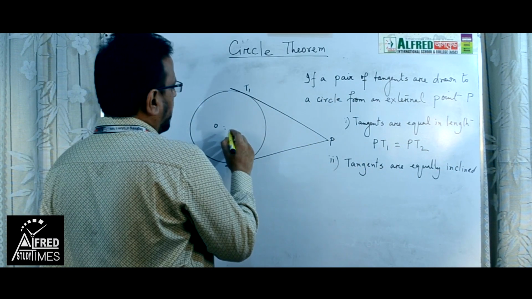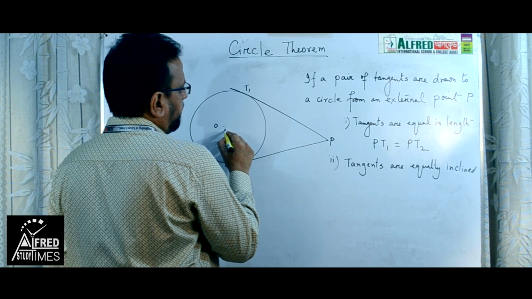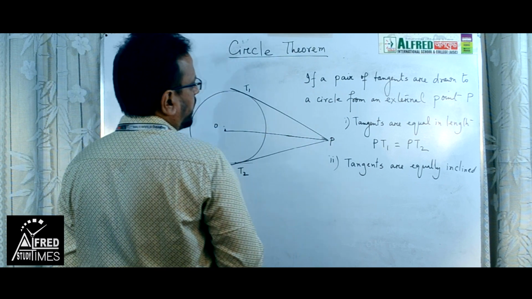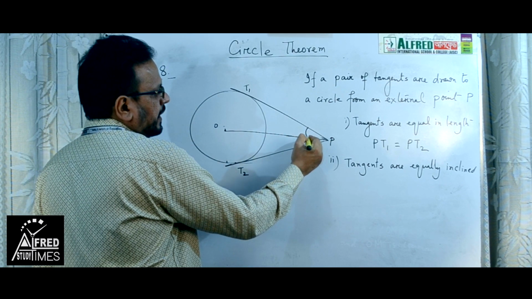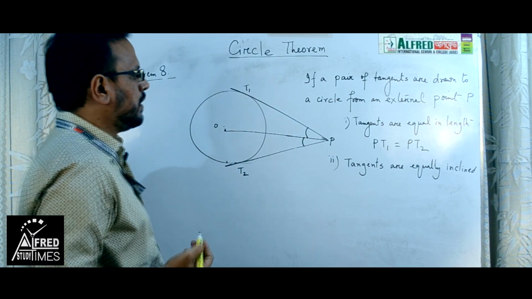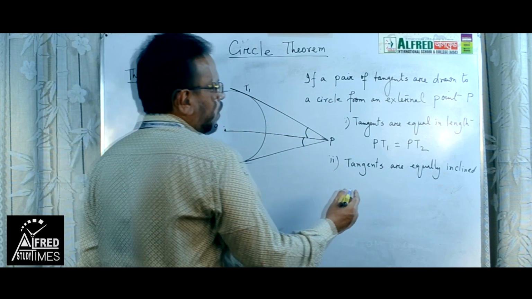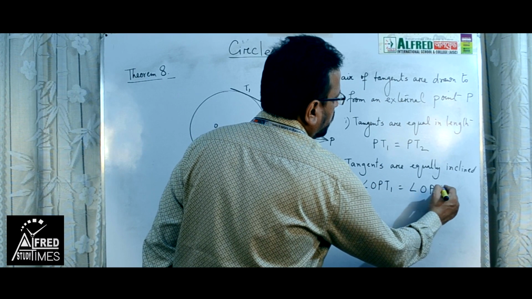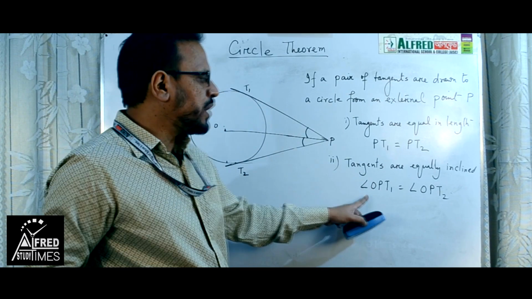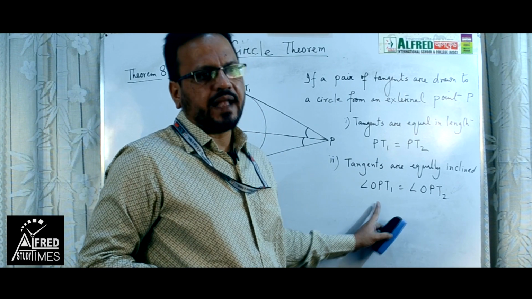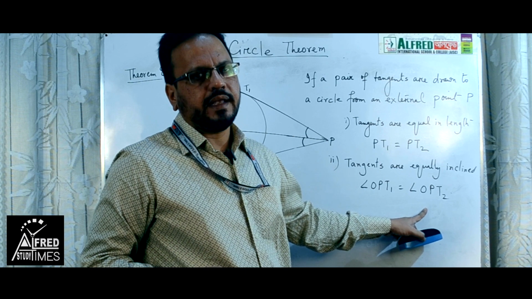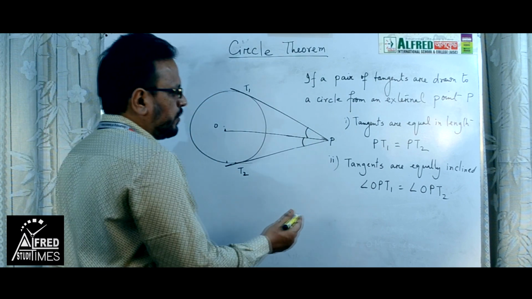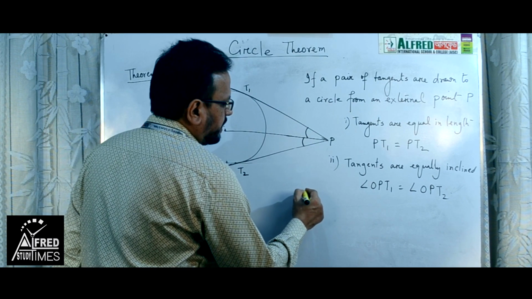It means, let us join from here, from the center. This angle and this angle, they are equal, equally inclined. So angle OPT1 is equal to angle OPT2. You can remember like this: OPT1 equal to OPT2. These two angles are equal. Why they are equal? I will show you the proof. Just keep it in your head, these three things.